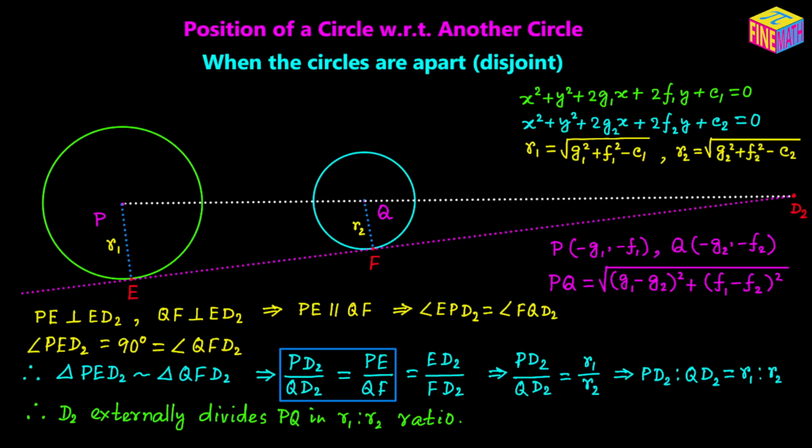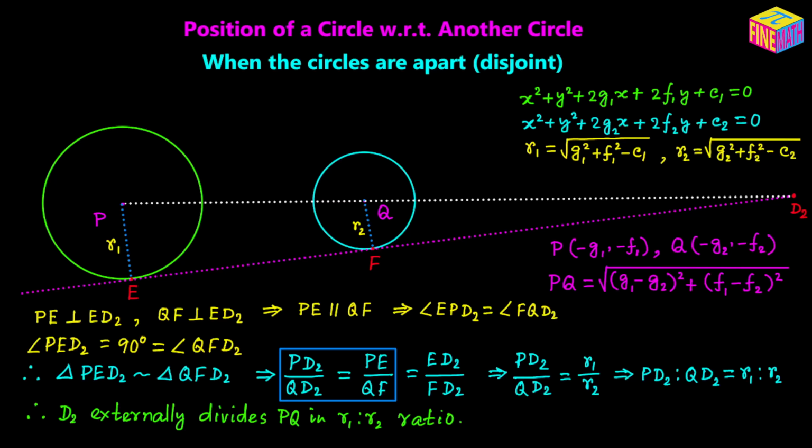Previously we saw that D sub 1 divided the same line segment, which is the PQ line segment, externally in a ratio of R sub 1 is to R sub 2, and here again we see that the point D sub 2 also divides the same line segment externally in a ratio of R sub 1 is to R sub 2. So evidently D sub 1 must be coincident with D sub 2, because it's a point on that extended PQ line which is externally dividing the PQ line segment in the same ratio.